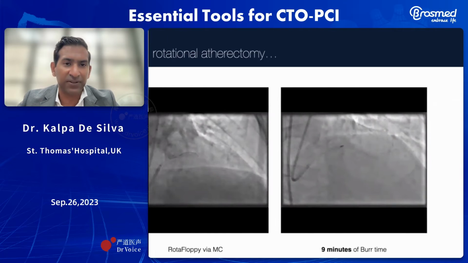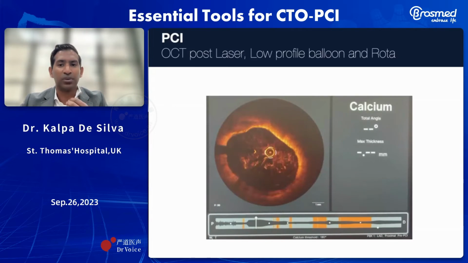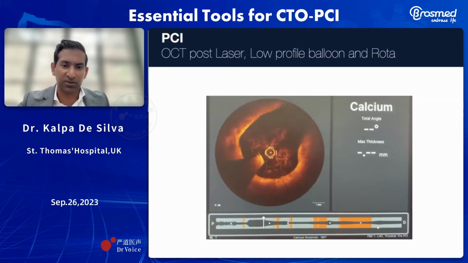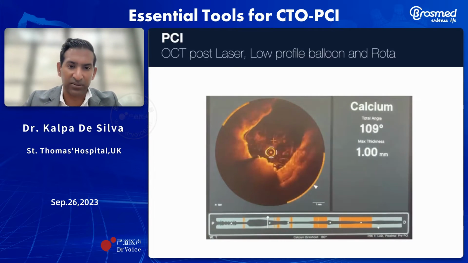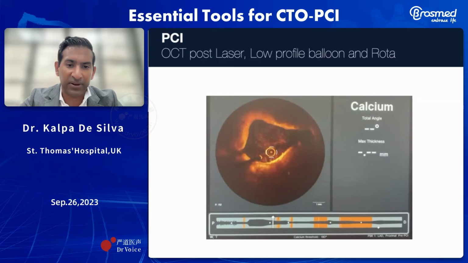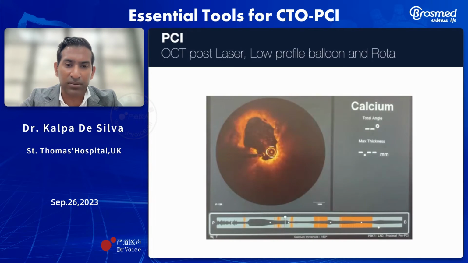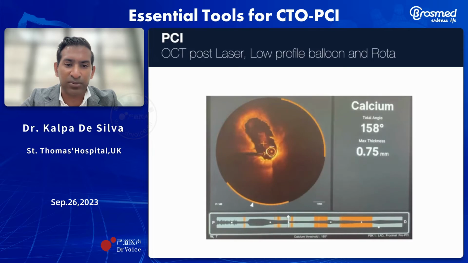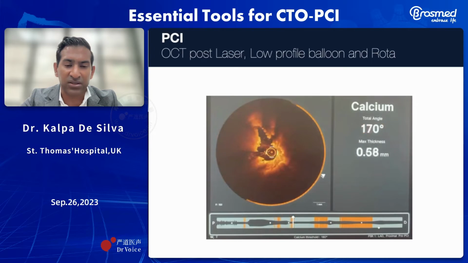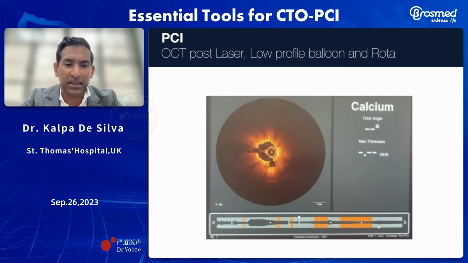This was the OCT following laser, the low profile balloon and rotor. You can see in the mid vessel coming shortly, there is very deep wall calcification. It's eccentric generally, but there are areas of more concentric calcification, which you can see coming up.